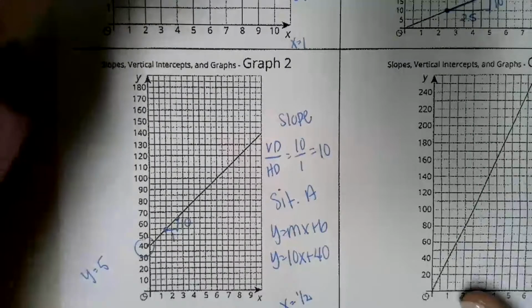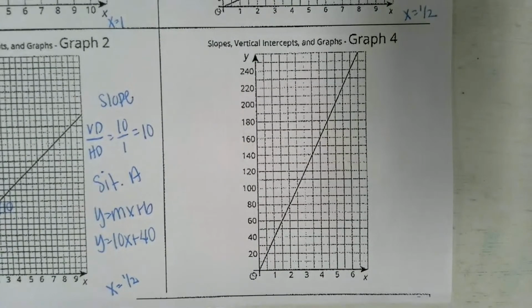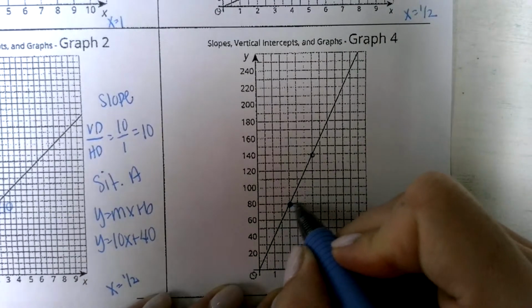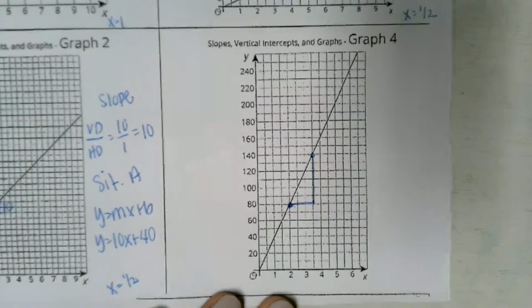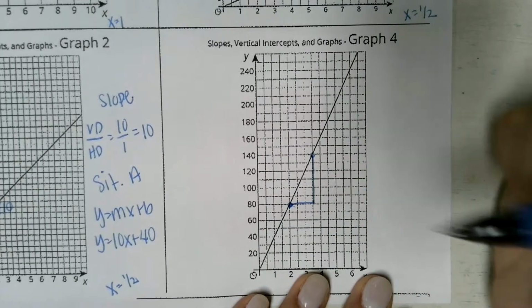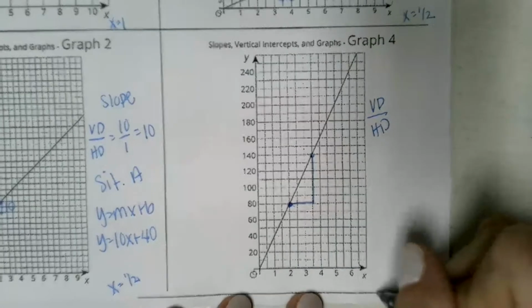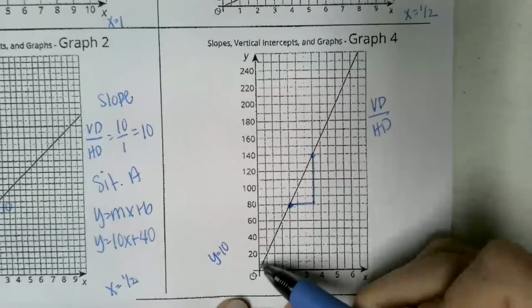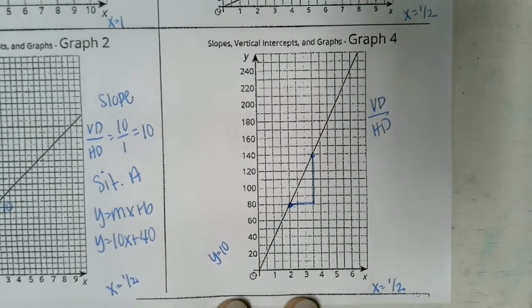So now let's do the last graph, graph 4. We need to find the slope. So I'm going to put a point here and a point here. And I need to find vertical distance divided by horizontal distance. So my x is counting by 1/2. My y is counting by 10s: 10, 20, 30, 40, 50, 60. And 1/2, 1, 1.5, 2, 2.5, 3.